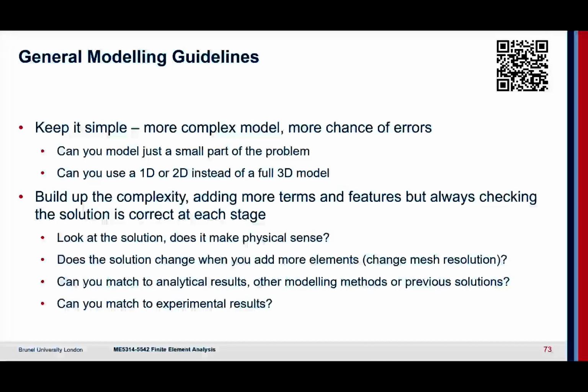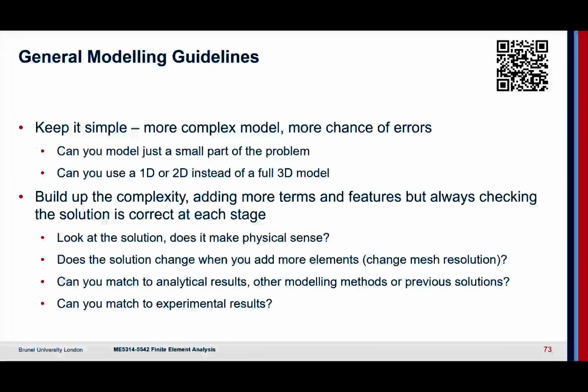Or can you model just, say, part of that to actually reduce the problem down? Can you use a 1-dimensional or 2-dimensional solver instead of the full 3D model? And even if you plan to do a full 3D model and stick it in analysis, can you do a really simple case first of all that will show you some insights, to give you some physical intuition before you move to the more complicated case? And it's always worth doing this, because even if the model's too simple, at least you get some physical insight first of all before you move on.